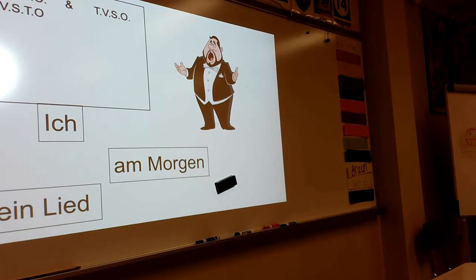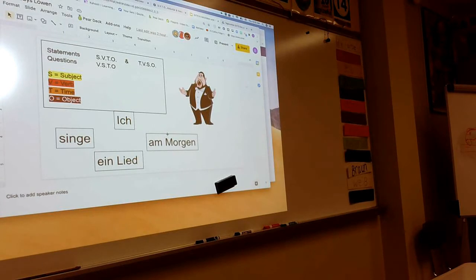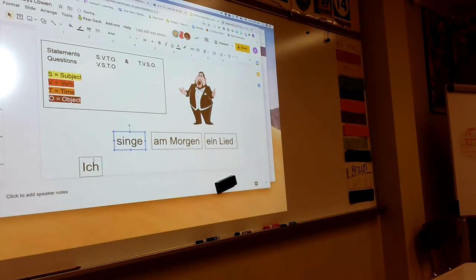Ein Lied. And then what do we know from Tuesday and last Thursday am Morgen means? Good, a.m. morning. In the morning, very good. Yeah, around 8 a.m., ungefähr, approximately. So ich singe am Morgen ein Lied. So what you're gonna do with your slide is move the text boxes in the right order so that you can create a sentence. Ich singe am Morgen ein Lied. Yes. Ich singe am Morgen ein Lied. And so, let's see.